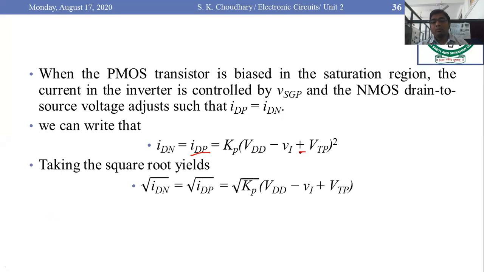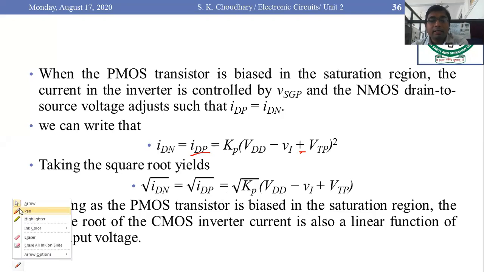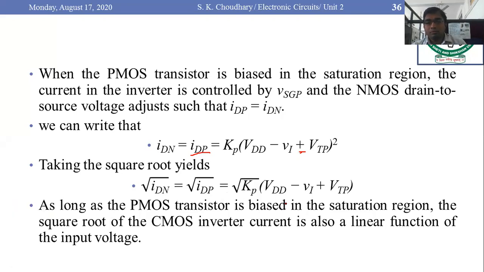Now take the square root of both. So the square root of IDP is linearly related to the input voltage of the CMOS inverter. In both cases, the CMOS inverter current is a linear function of the input voltage of either the NMOS transistor or the PMOS transistor.